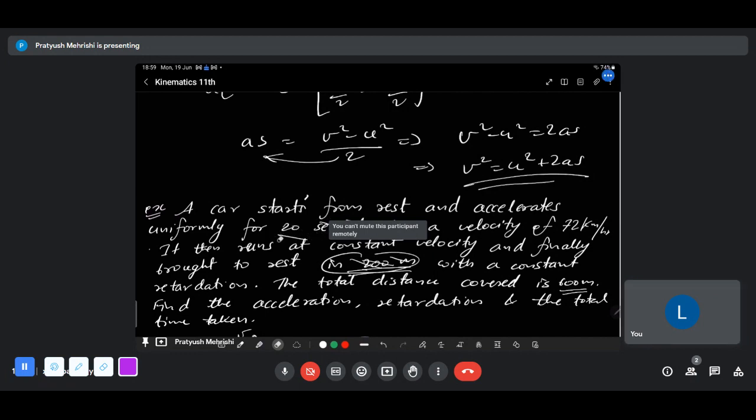Next is this example. Try solving this example.